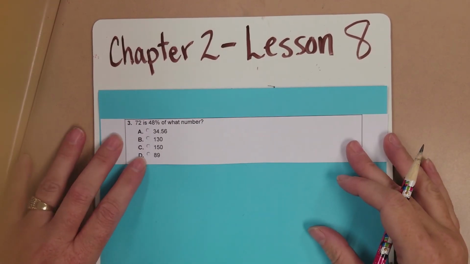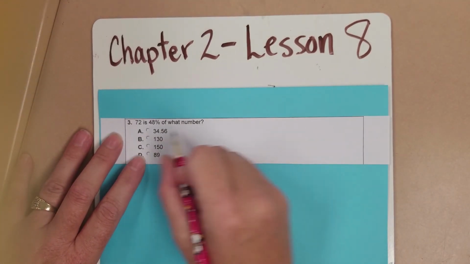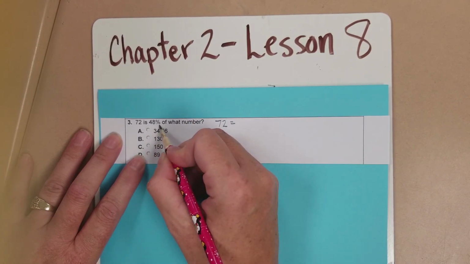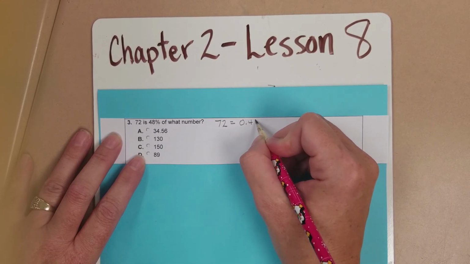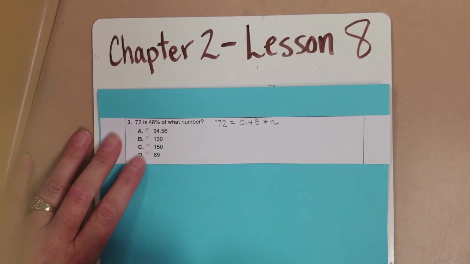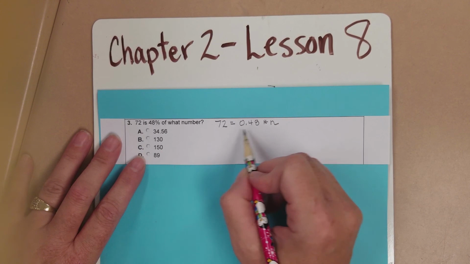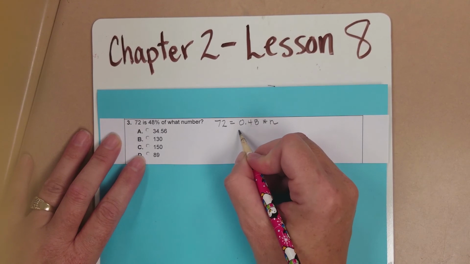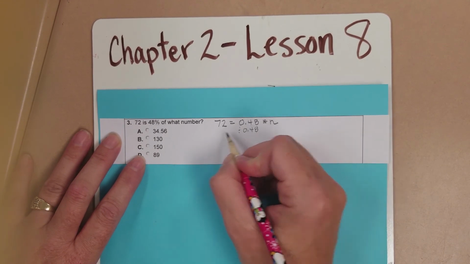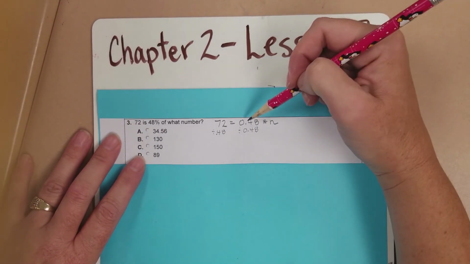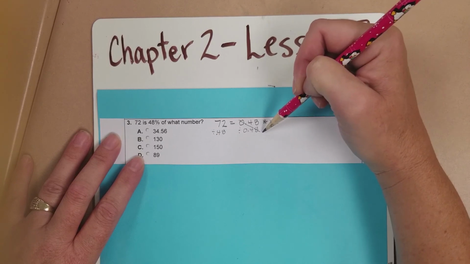72 is 48% of what number? Okay, so here we have a little sentence. 72 is, that means equals, 48%, which is 0.48, of what number? N. Now, the way we solve these simple little one-step equations is, since I'm multiplying by 48 hundredths, to cancel that out, I'm going to divide by 48 hundredths and divide by 48 hundredths. So here I have 48 hundredths divided by 48 hundredths, and that would equal 1, which basically cancels it out.